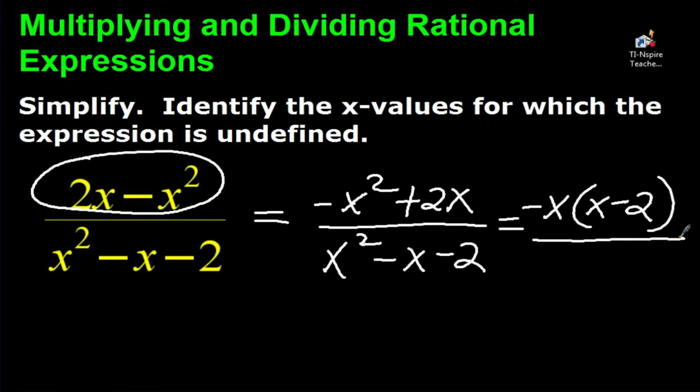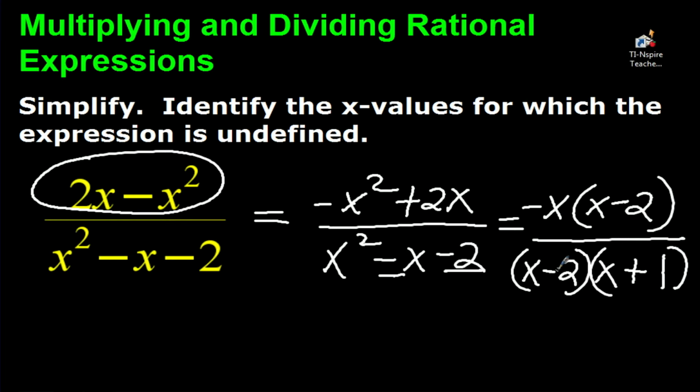Now I want to look at the bottom and see if I can factor this quadratic, which I can. It has a leading coefficient of 1 as well. So x squared factors into x and x. And then for negative 2, I want to find factors of negative 2 whose sum is negative 1. So that would be minus 2 plus 1. Notice negative 2 times 1 gives me negative 2, and negative 2 plus 1 gives me negative 1.